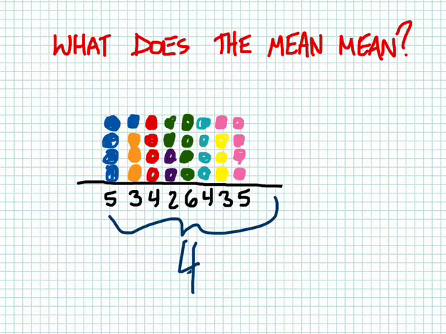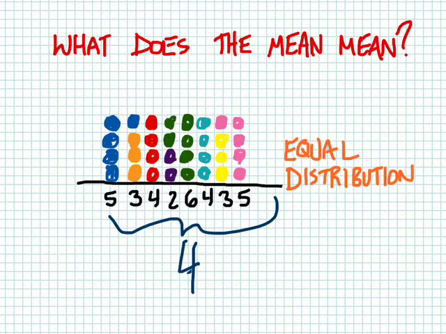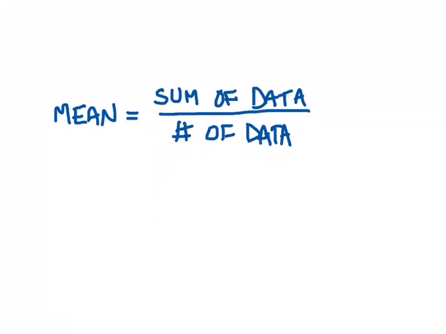And that's really what the mean is. It's a way of saying what's normal or typical by equally distributing the data. Another way to understand this is to think of just throwing all the data into one big pot and then dividing it back out again equally, which is where the math for the mean comes from.